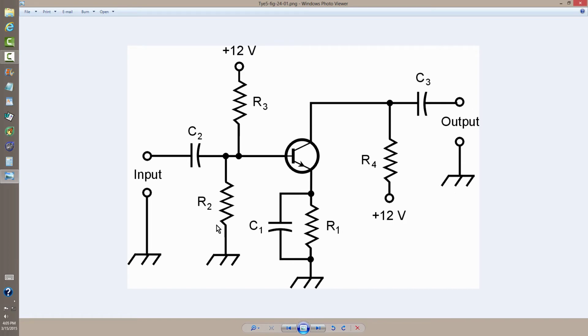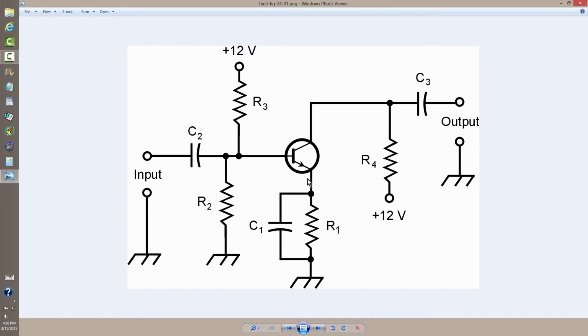These two resistors, R2 and R3, provide the Class A bias for this NPN bipolar transistor. And these values must be determined by experiment depending on the particular characteristics of this transistor and also on the impedance of the microphone that you happen to be using.